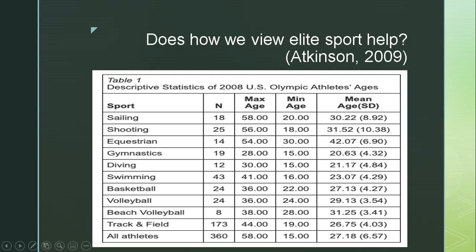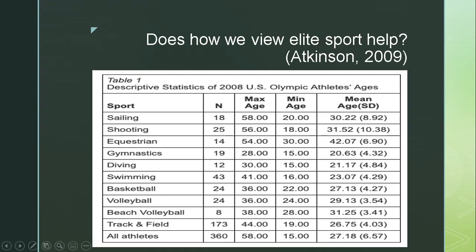If we look at the maximum age, the minimum age, and then the average age across these various sports, we can see some people that we would classify as elderly in sports terms taking part in the Olympic Games, attempting to win gold medals for Team USA. If we look at sailing, we've got 58-year-olds. If we look at shooting, 56. We look at equestrian, 54. These are people that we would view as being very old for sport, let alone for elite sport.